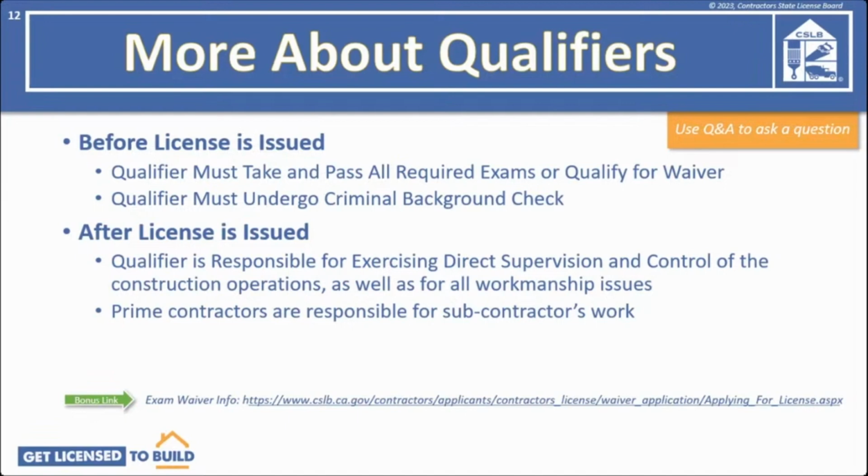The qualifier must also undergo a criminal background check. We will go more into depth on that in a few minutes. After the license is issued, the qualifier must be in a position to exercise direct supervision and control of the company's operations. They are also responsible for all workmanship issues. It is also important to note here that if you're trying to get a B general building contractor license and you hire subcontractors to work under you, you're responsible as the project's prime contractor for the work that they do.